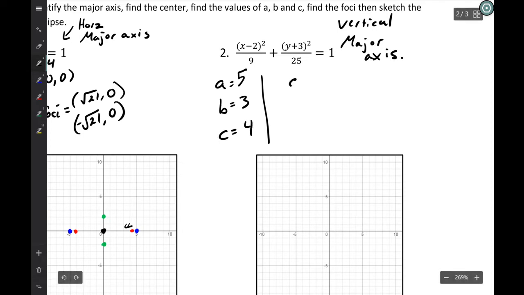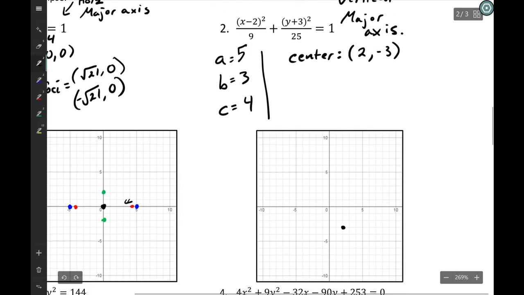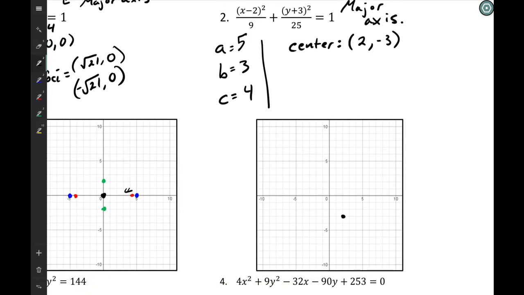So then my center is going to be at 2, comma, negative 3. Let's go plot that. So go over 2, go down negative 3, put a point. All right, now let's use my A, B, and C to plot everything else, and then I can use my graph to label my foci.